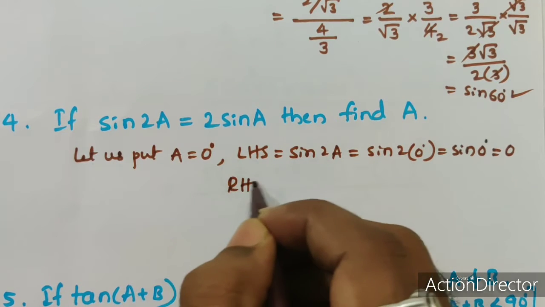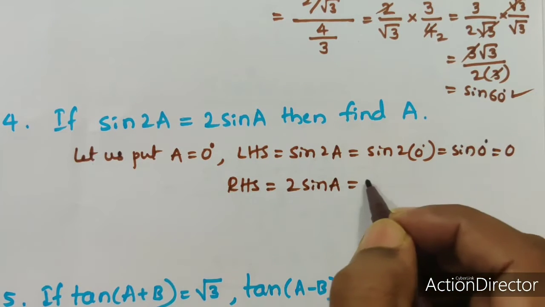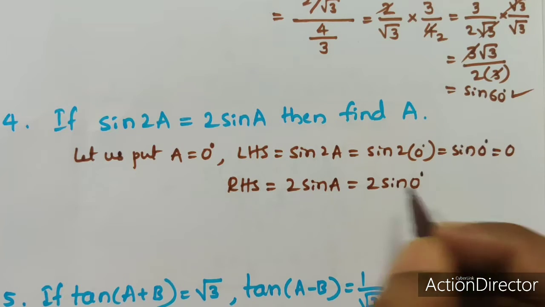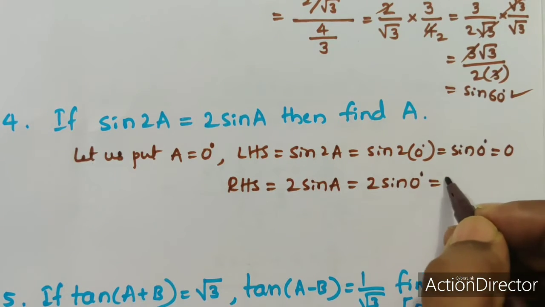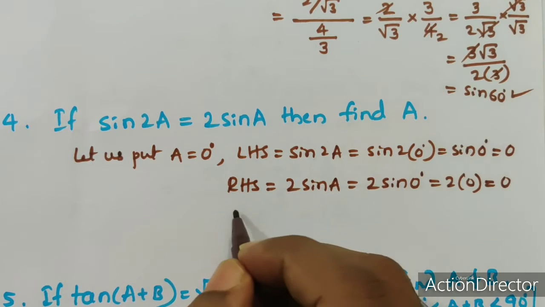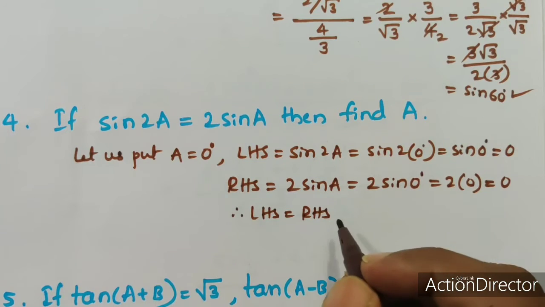In the same way, the RHS is 2 into sin A, which means 2 you keep as it is, and in place of A you take 0 because A means 0 degree. So 2 as it is, sin 0 value is 0, 2 into 0 is 0. Therefore LHS equals RHS.